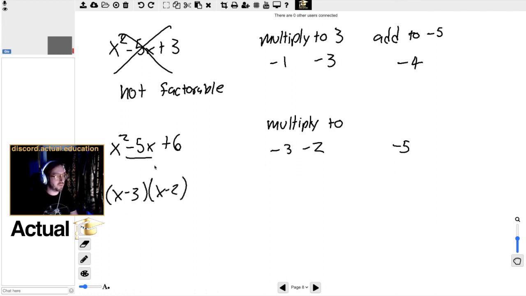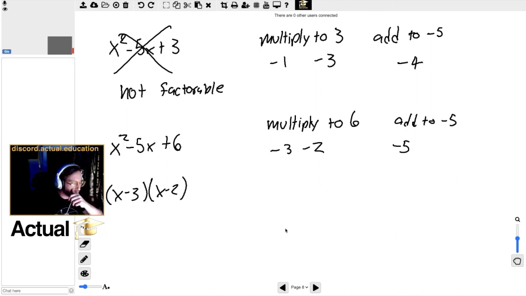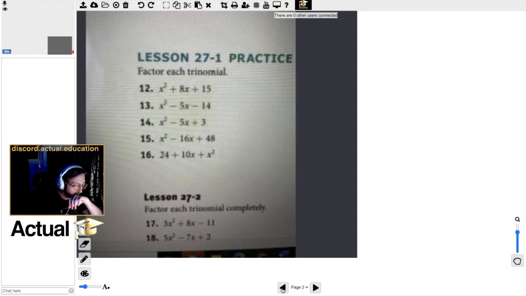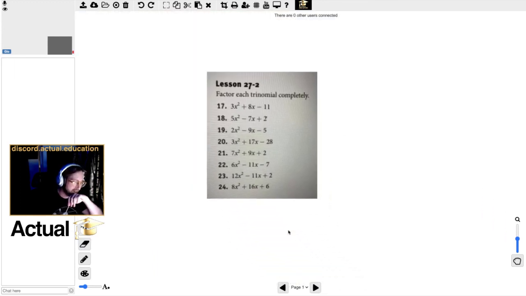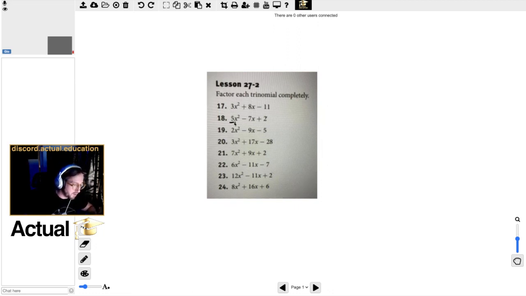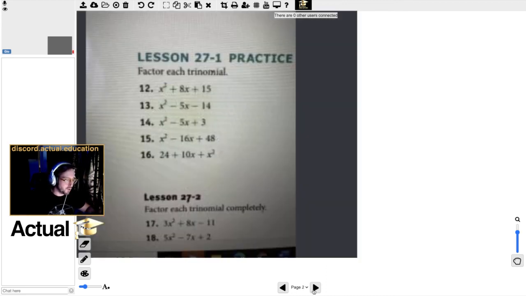That's the first part of what you've got to do. The second part, which we can save for another time, is doing these ones. See how now there's a number in front of the x squared? Your previous ones only had x squared, which is easier to do. It gets a little bit trickier when we start putting numbers in front of the x squared.